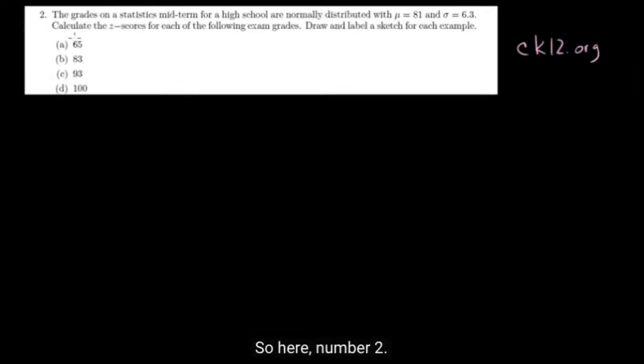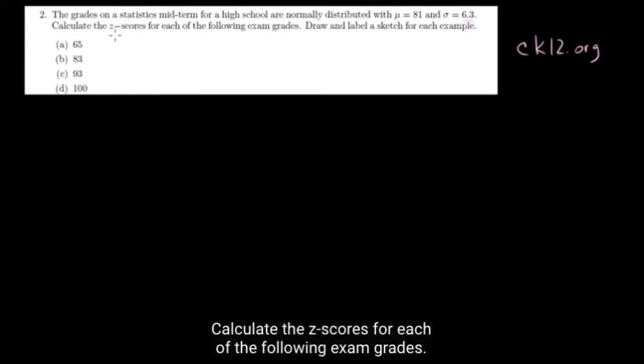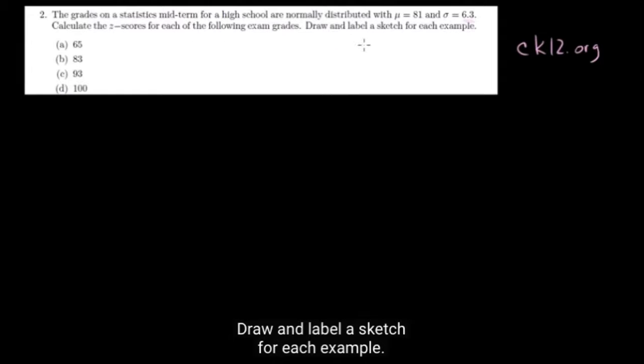So here, number 2, the grades on a statistics midterm for a high school are normally distributed with a mean of 81 and a standard deviation of 6.3. All right. Calculate the Z-scores for each of the following exam grades. Draw and label a sketch for each example.